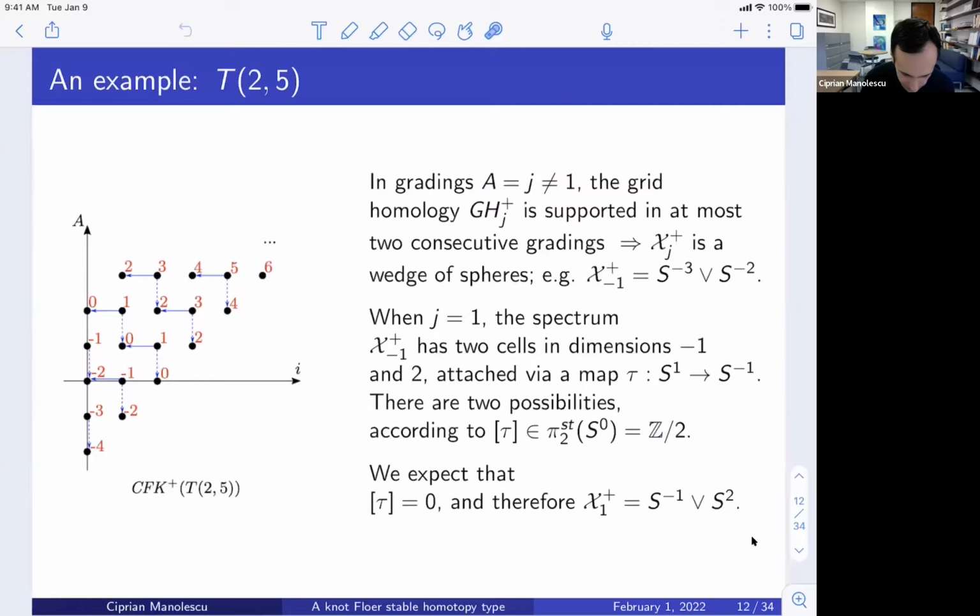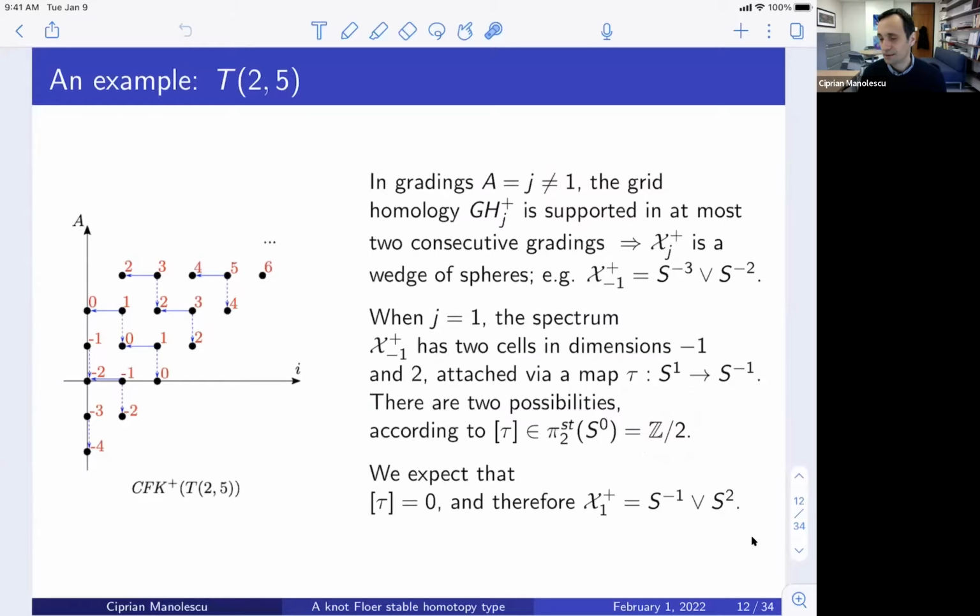So you can think of this as a space made out of two cells in dimensions minus one and two, and they're attached by a map. The map would go from S^1 to S^-1. And there are two possibilities, because pi_2 of zero is Z/2. So stable maps from S^1 to S^-1 are Z/2.